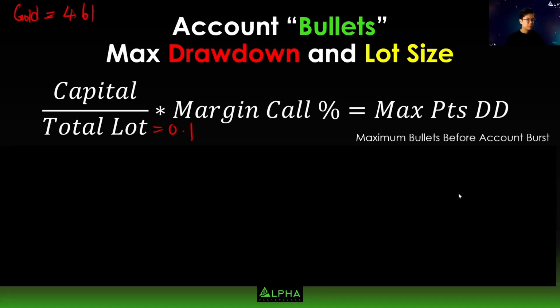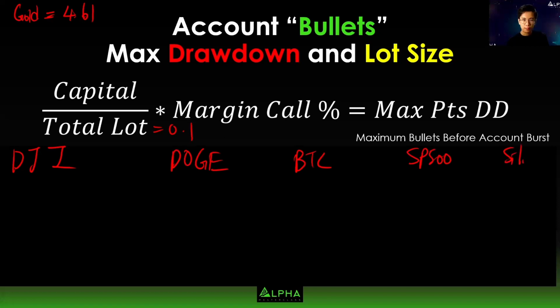Okay, first come, first served. So the first thing will be Dow Jones. And then I got XRP. I have not traded XRP before, so Dogecoin maybe can. Doge. Okay. And then we got Bitcoin, BTC. And then we got SP500. And lastly will be silver.